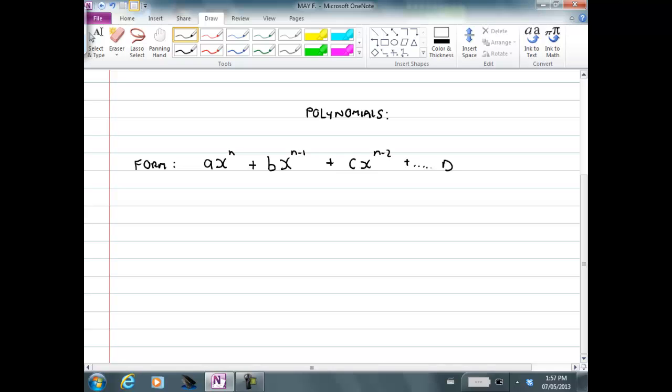Now, for a polynomial to exist, I'm going to write a few things down. A, b, c, really, are coefficients. N, put a star beside n. This is your exponent. And the key about exponents is this: they are whole numbers. You can't have a fraction. It has to be a whole number.